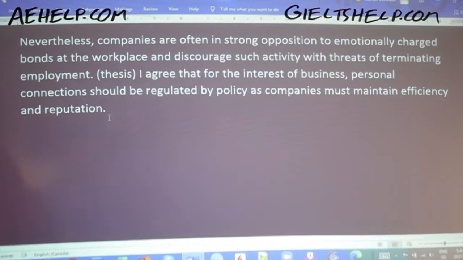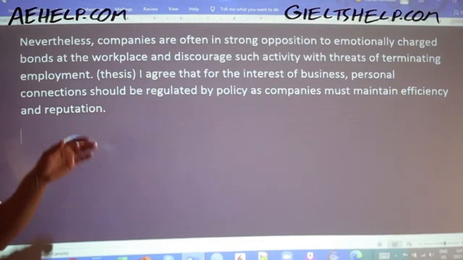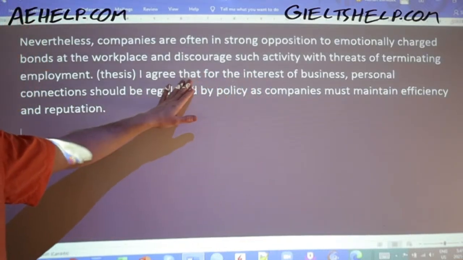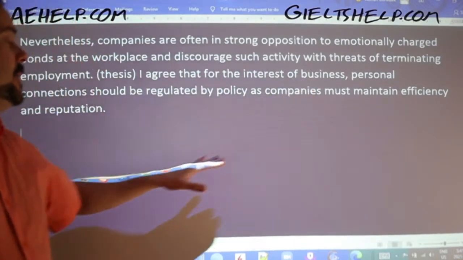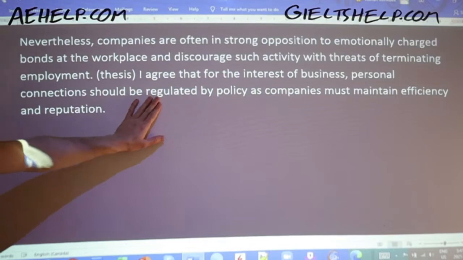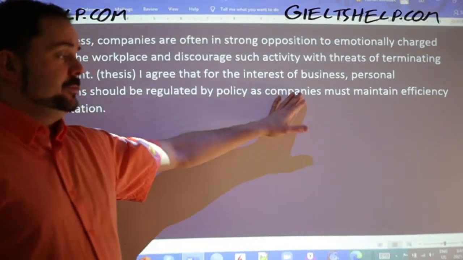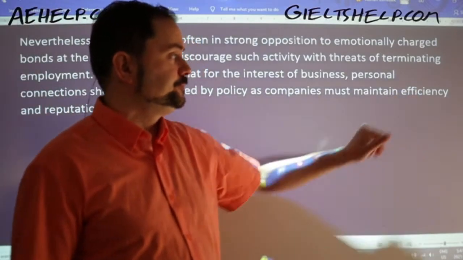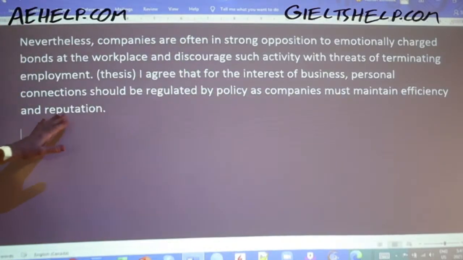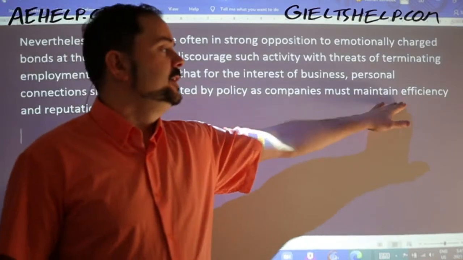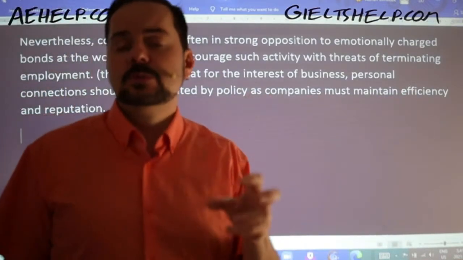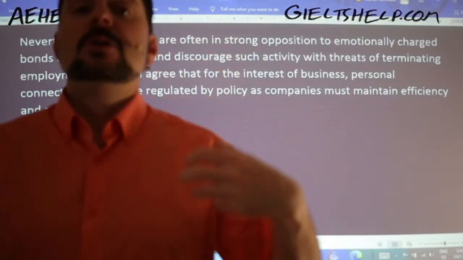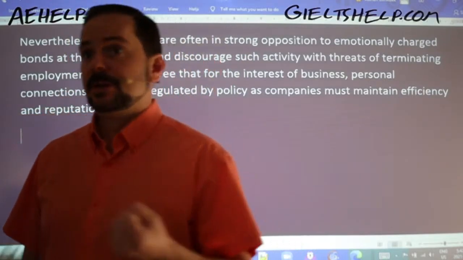Okay, so we have clarity and we have direction thanks to our thesis statement. So we have the position of the author, so we're agreeing with the regulations that personal connections should be controlled by companies, and we provide the reason: efficiency and reputation. So those are the two clear points here, all right? And remember those really good examples that we came up with yesterday of the relationship at the law firm or the relationship at the hospital.